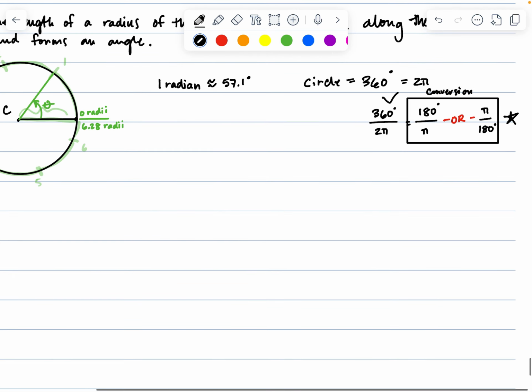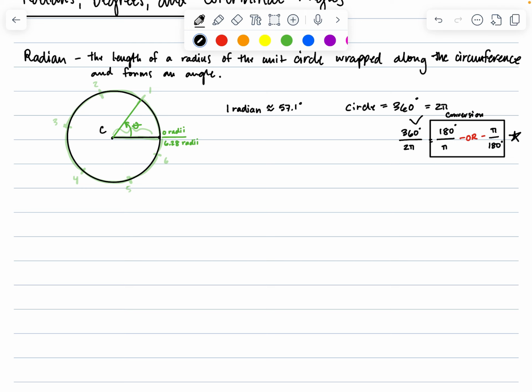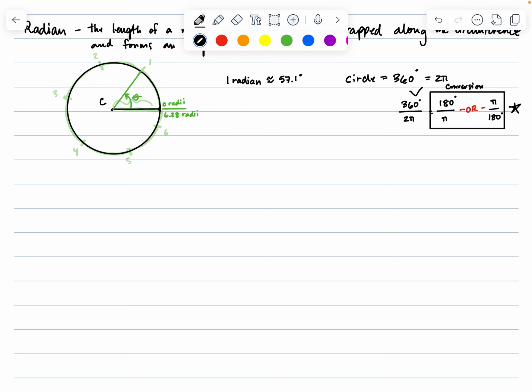So we need to convert degrees to radians and radians to degrees. So let's do that. Let's try a couple practice problems. So convert, let's start off, let's do radians to degrees.